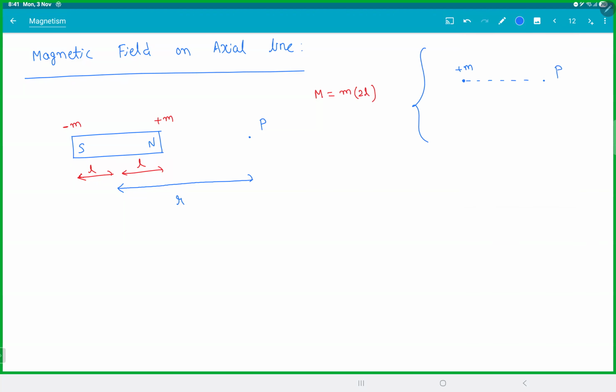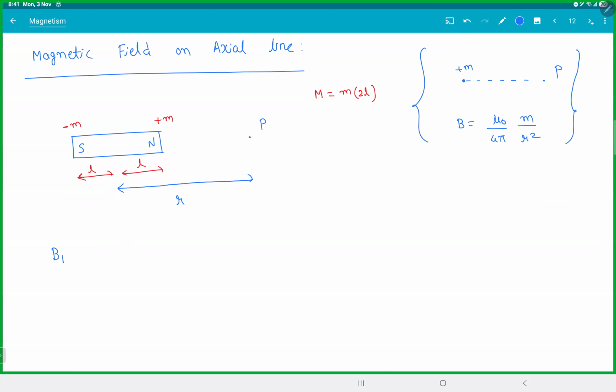So at a point P, do you guys remember how to find the magnetic field? KQ by R square. What is K? Mu naught by 4 pi. What is Q in place of? Small m. What is the distance? R square. Isn't this the formula? So basically, I'll treat them as 2 point charges and I'll find the magnetic field at point P.